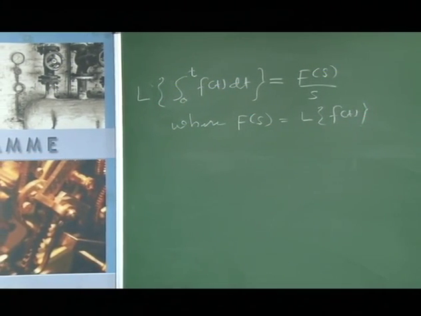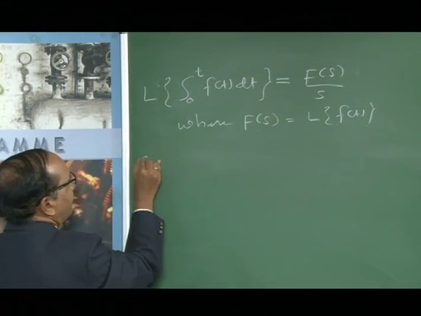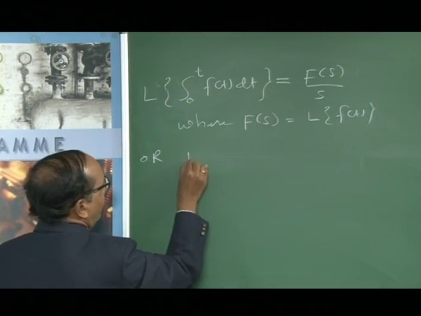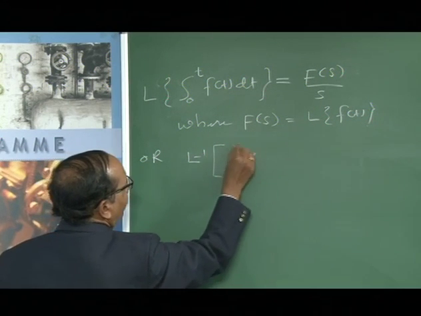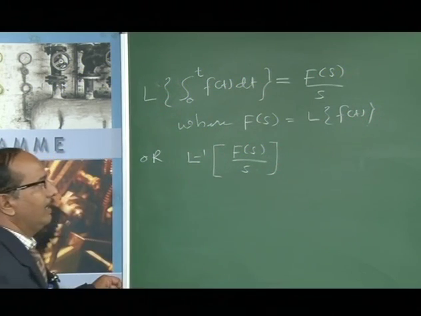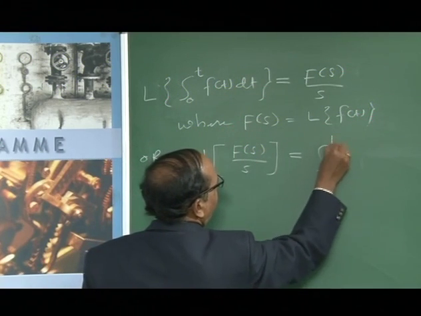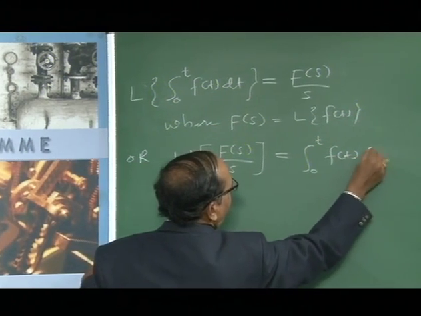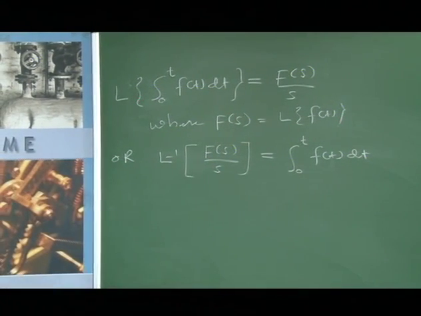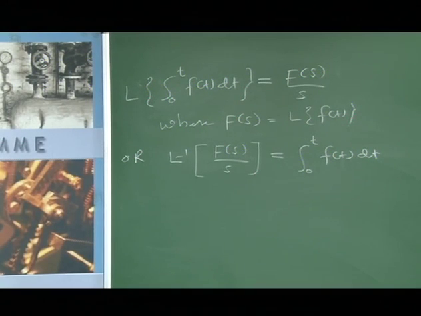F of s is the Laplace transform of the function of t. So, if you take L inverse on that side, the same formula we can write: L inverse of function of s divided by s, taking L inverse on the right hand side, is equal to the integral from 0 to t of f of t dt. So, this is the inverse formula. L inverse of the function of s divided by s is equal to integrating from 0 to t of f of t dt. What is f of t here?